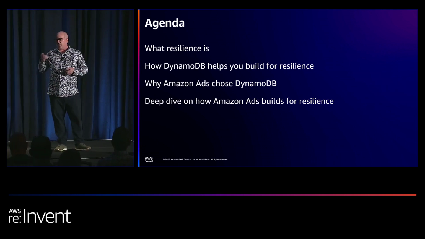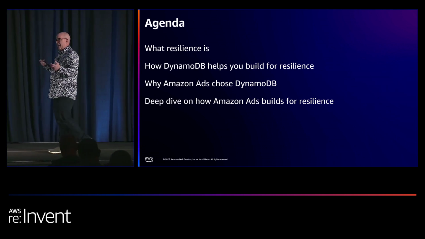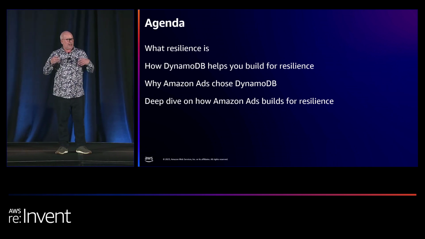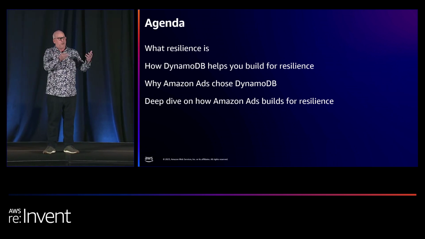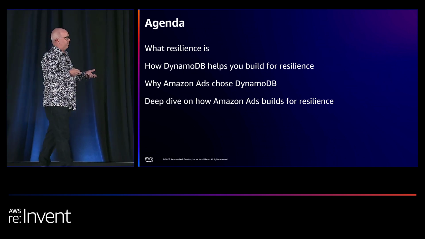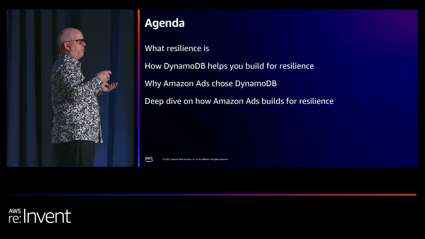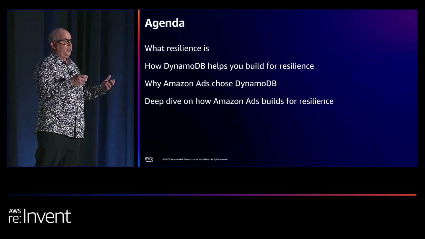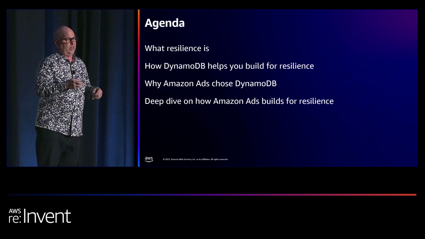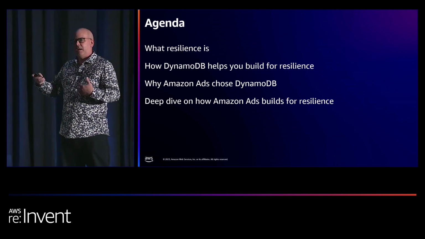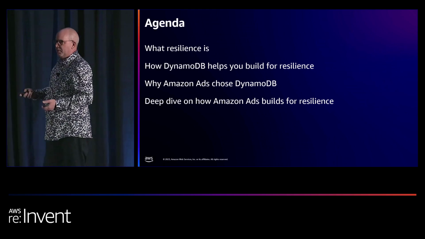So I'm going to talk a little bit about what resilience means and how we think about measuring it. And I'm going to talk about how DynamoDB's features help you build for resilience. Tom's going to come up and explain why Amazon Ads chose to move a critical workload to Dynamo to increase their resilience. And then Rich is going to come and do a deep dive on the choices that he made in order to achieve their resilience goals.